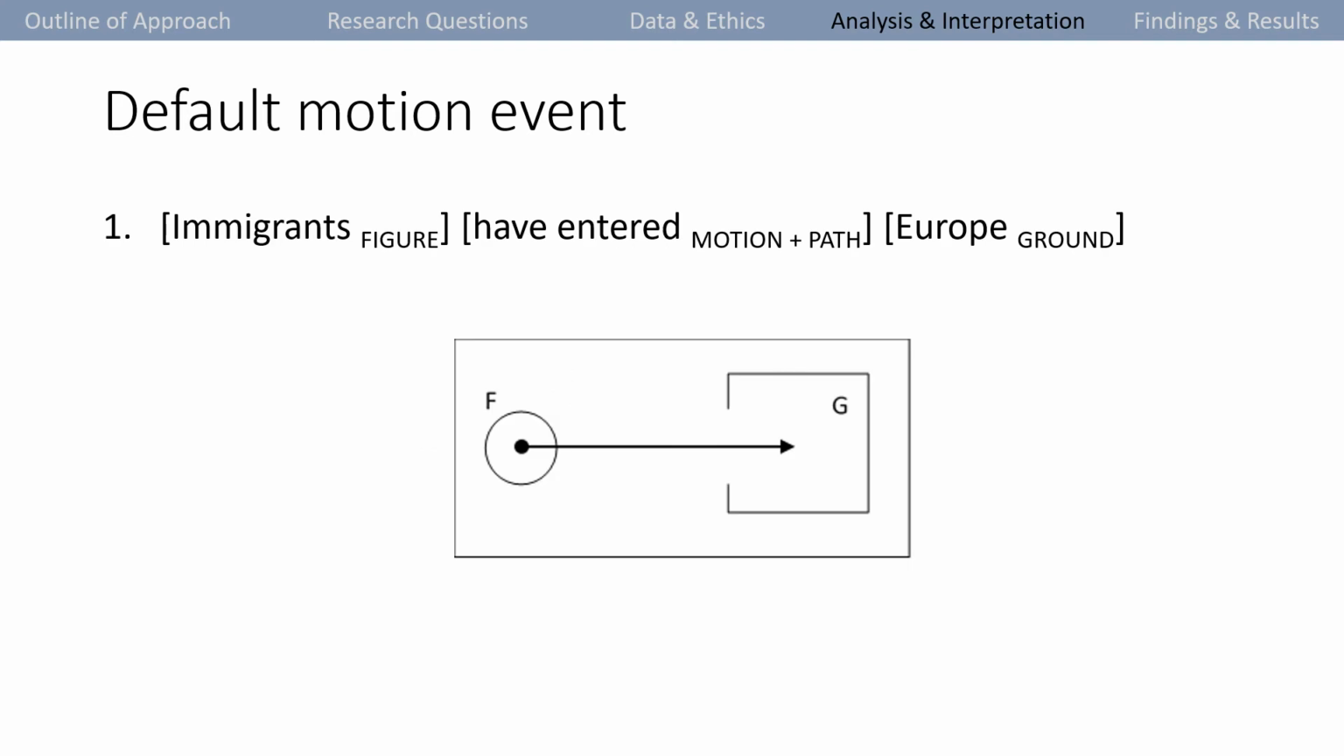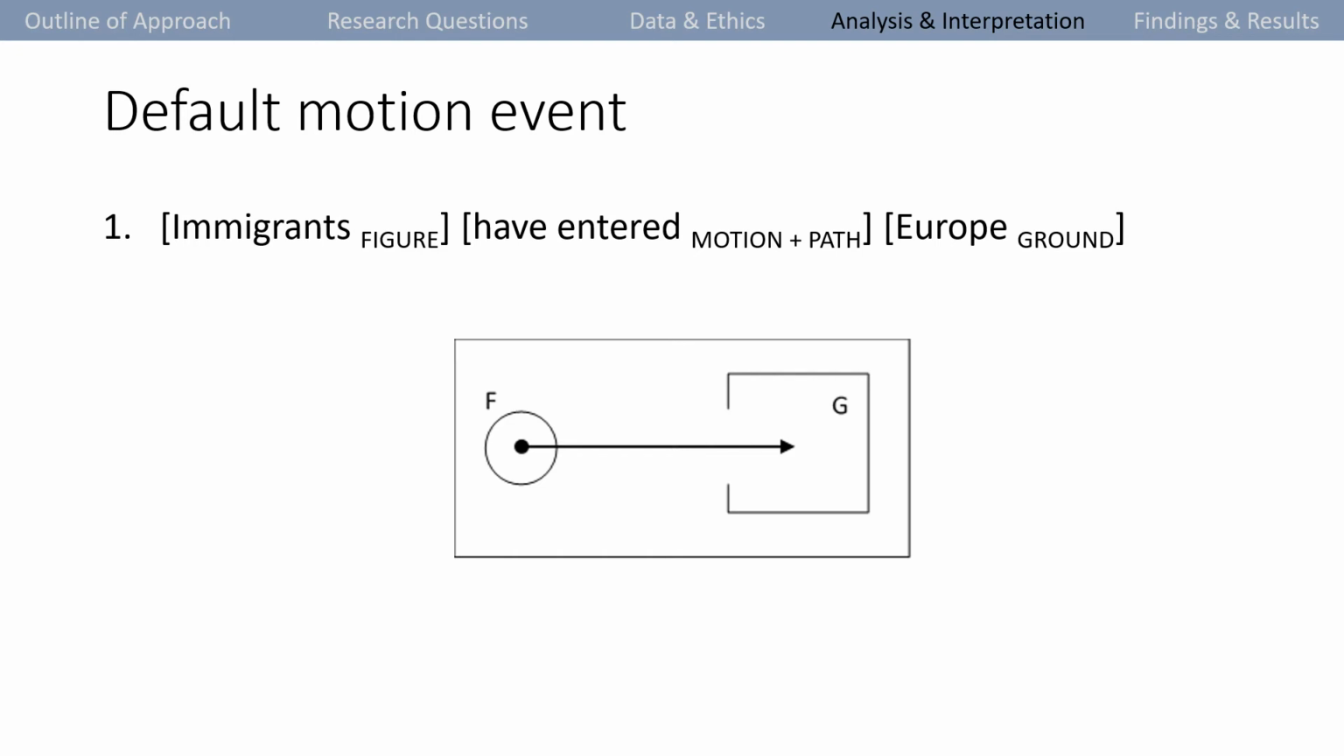One example in English where motion and path are conflated, but manner is not specified, is in the verb enter, as in example 1. The image schema evoked by this example can be represented as in this diagram, where the figure, F, moves along a path, denoted by the arrow, to become located inside the ground. In this case, the ground is Europe. In this example, the path element selected as the ground is the goal. In not expressing manner or cause, this invented example may be said to represent the most basic or default motion event in discourse on immigration.